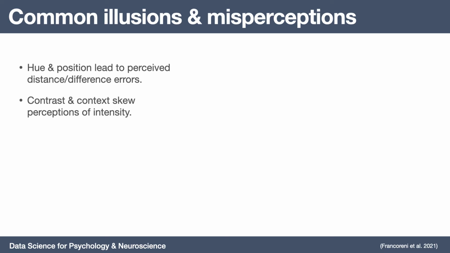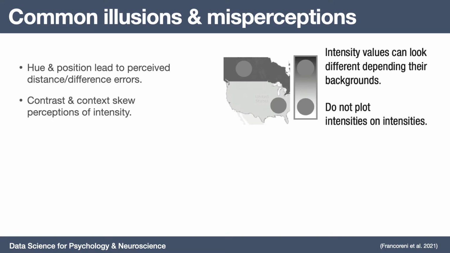Another common visual illusion is that contrast and context can skew perceptions of intensity. This goes back to early work by David Marr on his classic book on vision. But in data visualization, this happens all the time. So for example, you see these two gray squares. Well, these two gray squares look like they have different intensity depending on what's in the background. If the background's darker, it looks less intense. If the background is lighter, it looks darker. And this can impact how you actually perceive relative value.